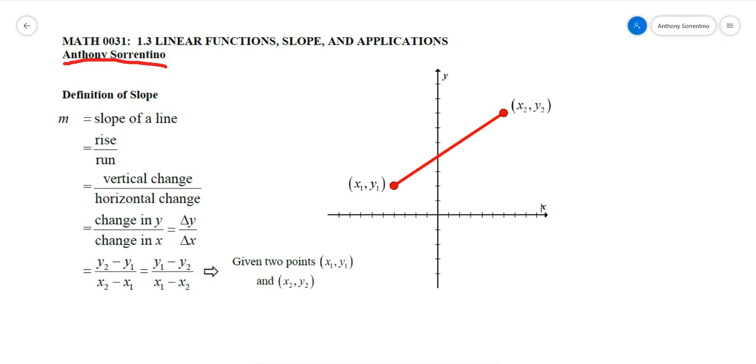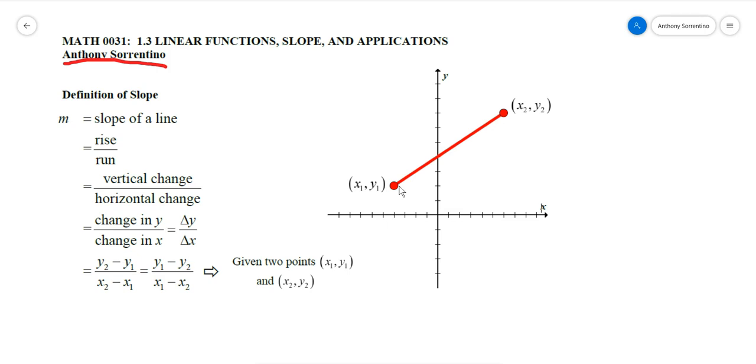And now in this video we're going to talk about 1.3, linear functions, slope, and applications. So here we're getting into slope, which is something we use to describe lines and write the equations of lines. So we're moving towards dealing with that. And slope is a concept that, again, students often confuse different parts of it, confuse coordinates. So let's go over some of the definitions of it.